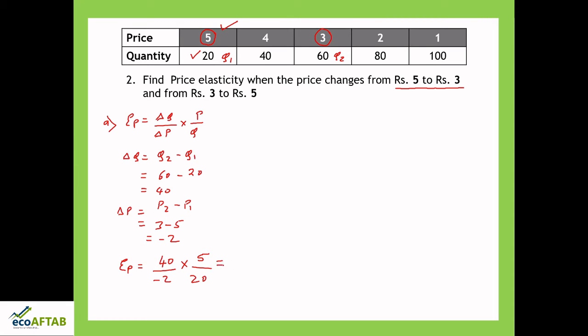So, when we simplify this, 0 and 0 get cancelled, 4 2s into 2 4s. So this 4 and this 4 get cancelled, and what remains is 5. So, the elasticity of demand is 5. So, it is more elastic. The reason is because the value is more than 1.